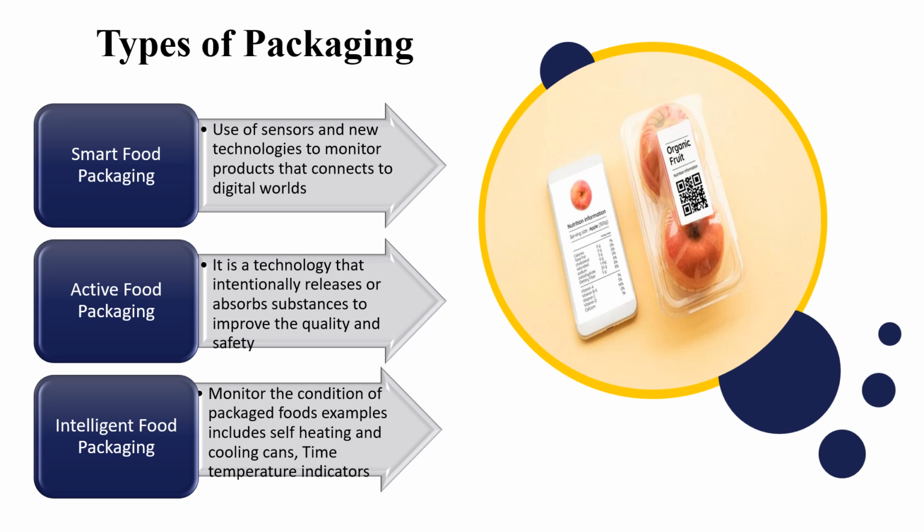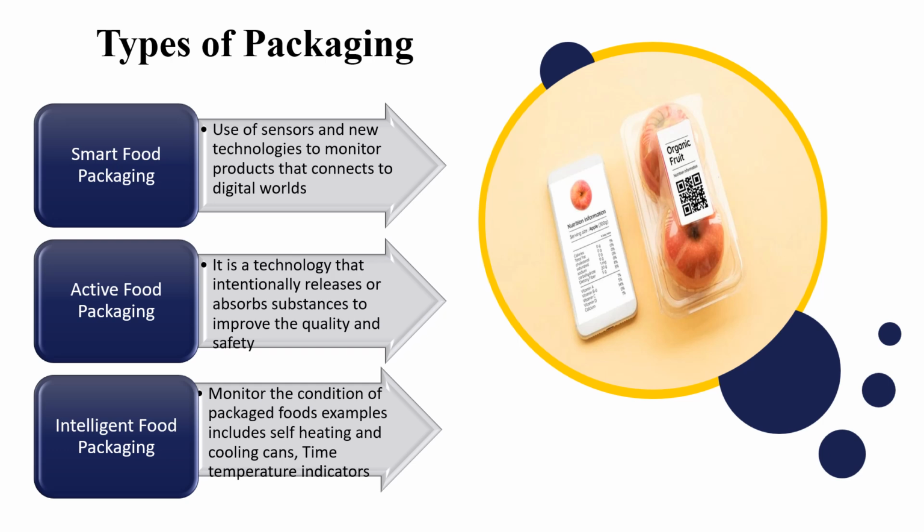So now, second, we will see the active packaging. Active packaging is a technology that intentionally releases or absorbs substances to improve quality and safety. It means active packaging involves materials that interact with the food to improve its freshness, and this can include the adding of antioxidant or antimicrobial agents.